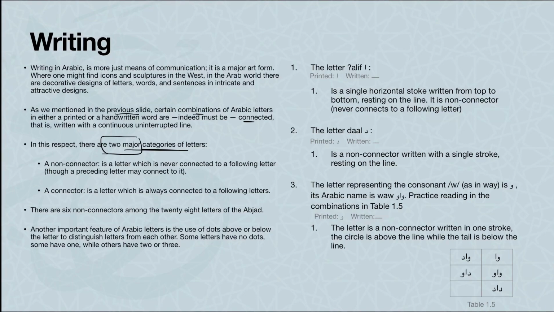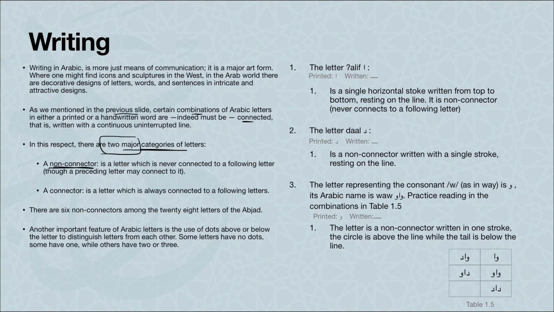One, letters that are considered non-connectors. And what do we mean by non-connectors? This letter will never be connected to a letter that follows it. Maybe you have seen in the previous slide the way I wrote the letter dal. I did not connect it to the alif that comes after it. And when I wrote the next dal, I did not connect it to the alif next to it, so it's all separate. It resembles English in this way, that every letter is disconnected. And we consider dal as a non-connector.